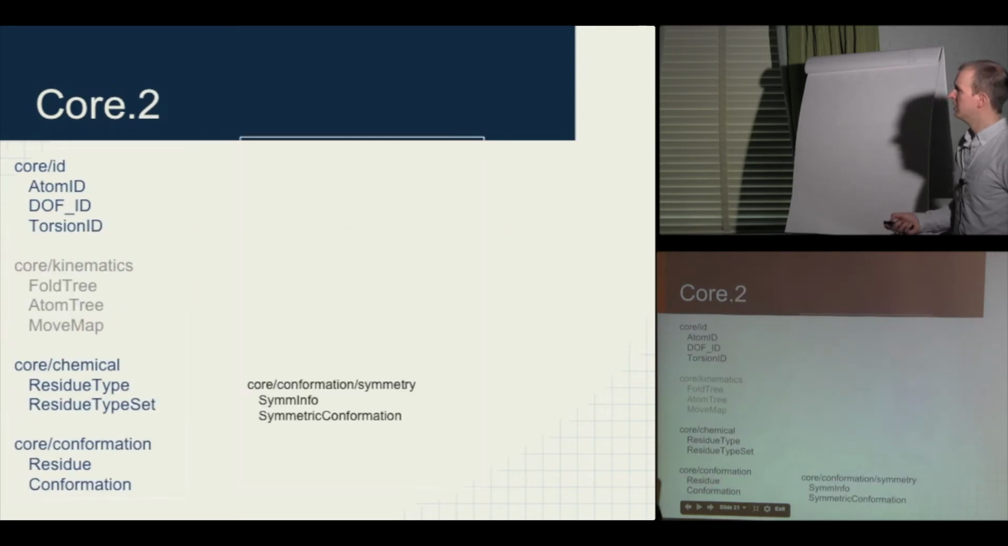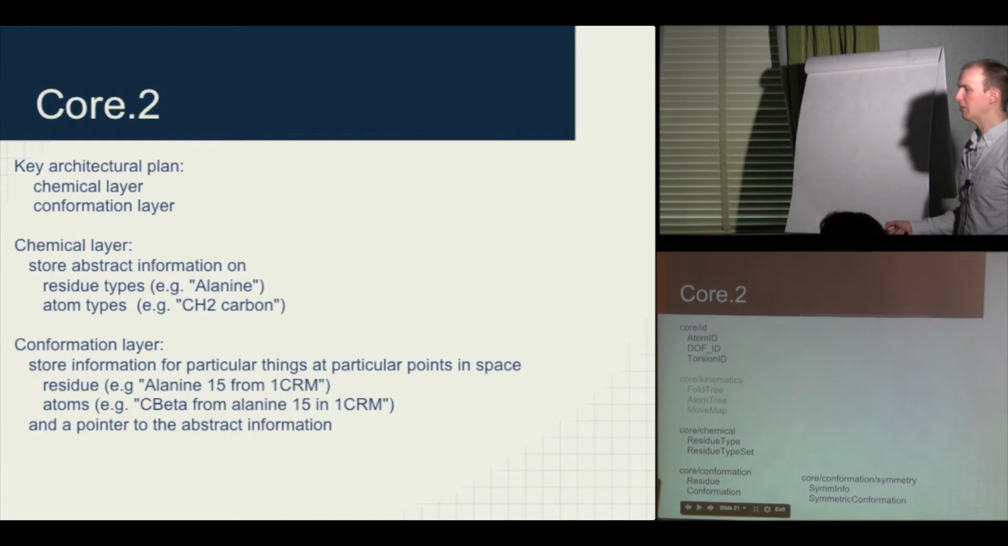Okay, so in core 2 we have a fair amount of meat here. I'm going to mostly skip over, I think entirely skip over, core ID. And one of the main things that I'll talk about is the relationship between core chemical and core conformation.